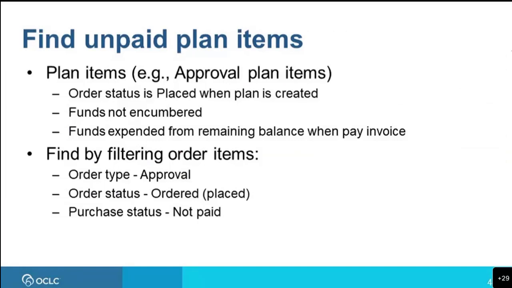Finally, you may want to find unpaid plan items and pay for them from your current budget. Plan items will have the order status placed or ordered when the plan is created, so funds are not encumbered. Fund amounts will be expended for these items directly from the remaining balance for the fund when you pay the invoice. You can find plan items by filtering by the order type, for example, approval plan, or any other plan type you might use, by the order status ordered or placed, and by the purchase status not paid.